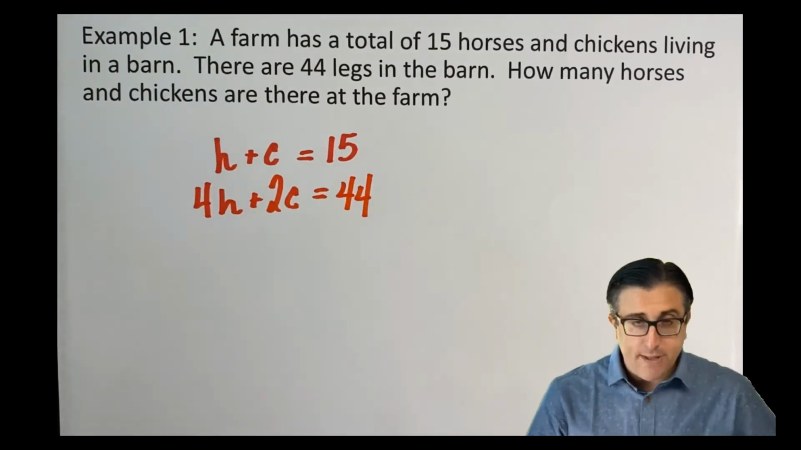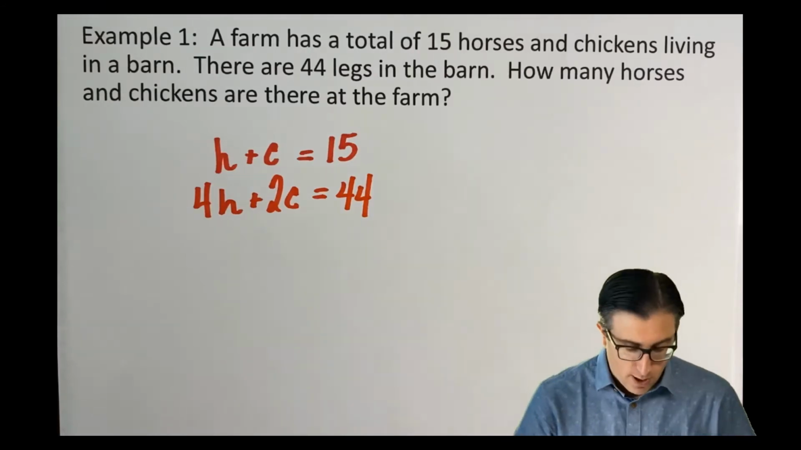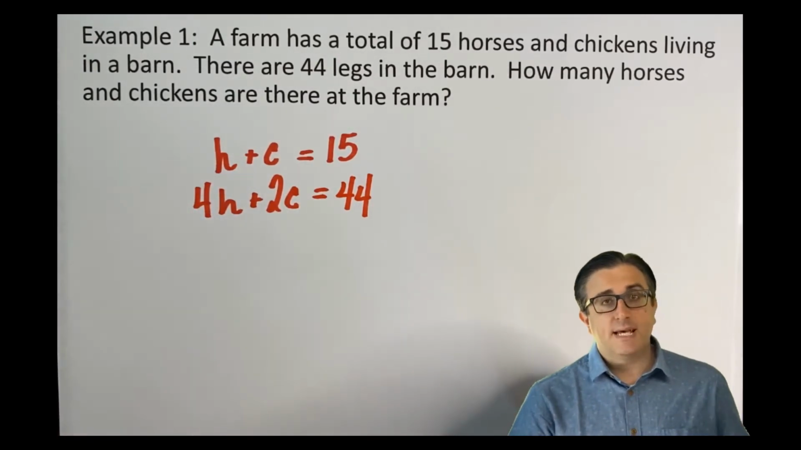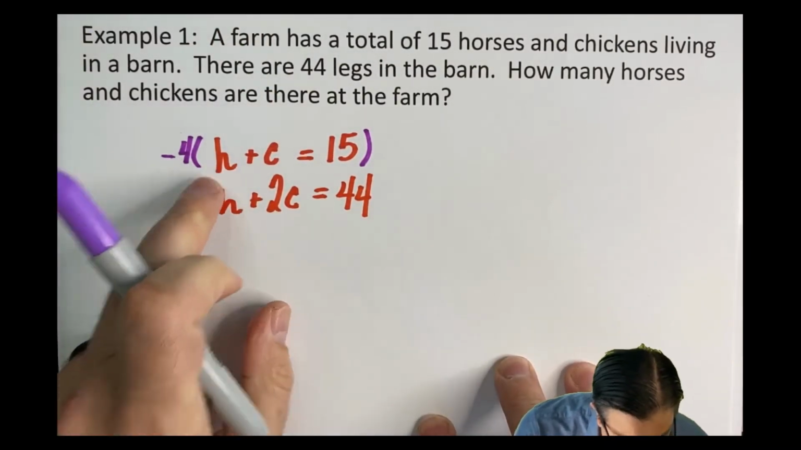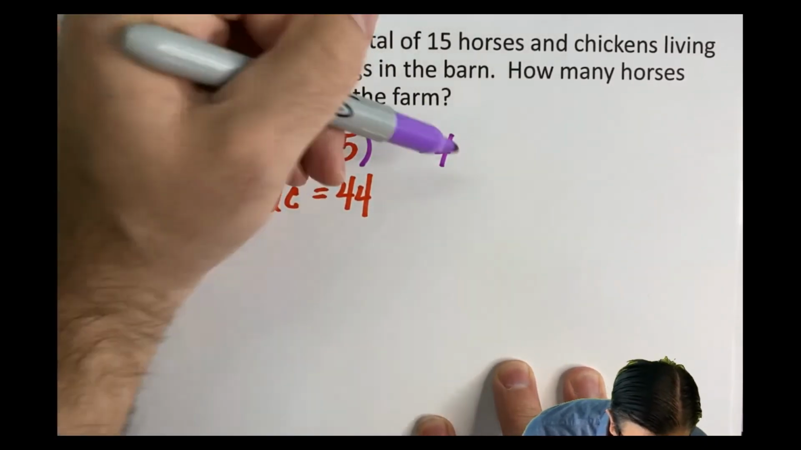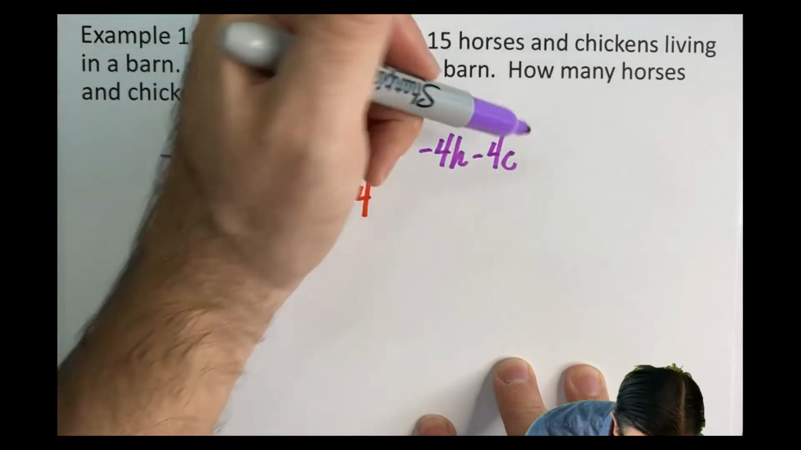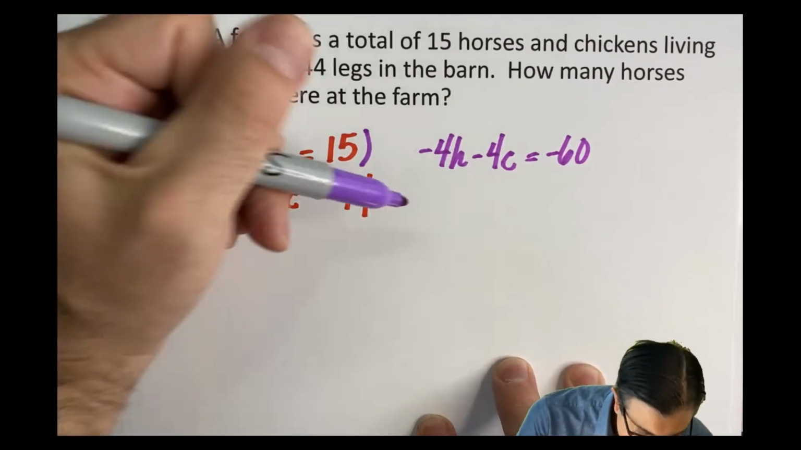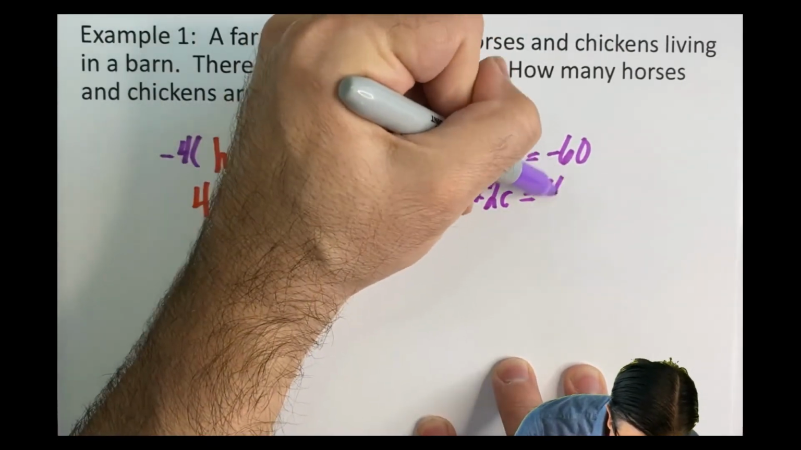Those two equations can now be solved using systems of equations, elimination, to find out how many horses and chickens there are. So I'm going to eliminate the H. Positive 4 down here means I need to cancel that with a negative 4. So I need to multiply this equation by negative 4 in order for that H to turn into a negative 4. So I distribute: negative 4H, negative 4 times C is negative 4C, and negative 4 times 15 is negative 60. This equation, the second one, had nothing happen to it, so I rewrite it: 4H plus 2C equals 44.